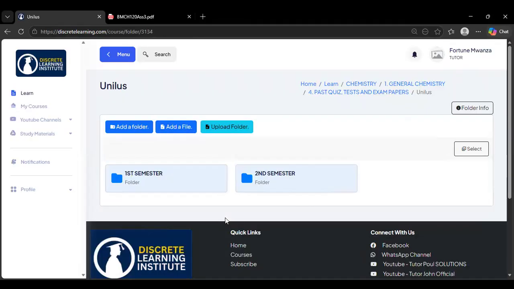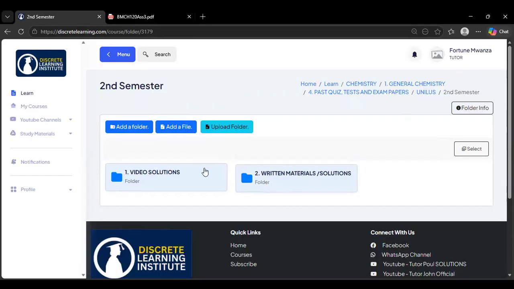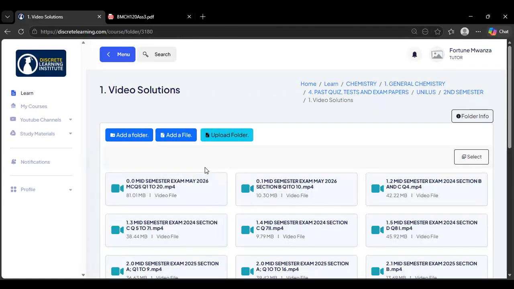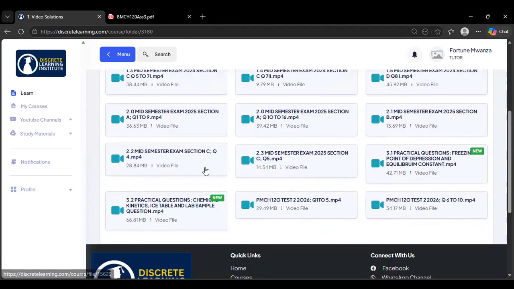Then you have semesters, so you pick your second semester there. You find these other folders as well. For written solutions and video solutions, you open the folder for video solutions, and then you are going to find the recorded videos for the past papers. For example, for 2026 MCQs, session B, 2024, and the likes.